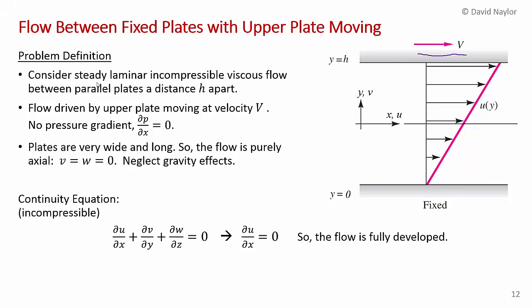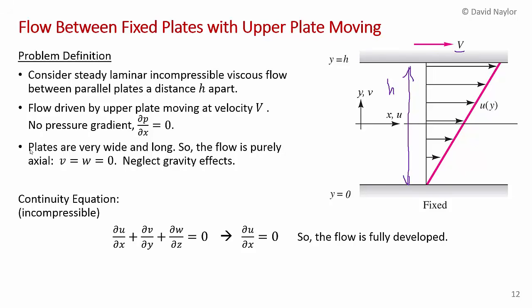This time the total distance is h. So that distance is h, not 2h, as we did in the previous example. And in this case, flow is driven by the upper plate moving at velocity V. So we don't have a pressure gradient this time. We don't have a pump driving the flow between these plates. It's actually the viscous drag of that upper plate that's dragging the flow along the channel.